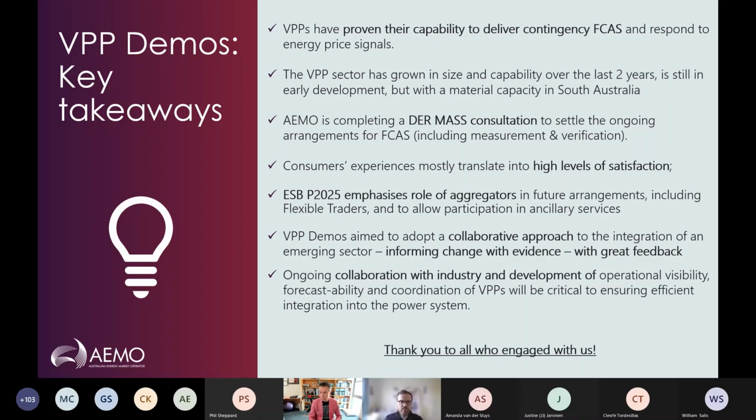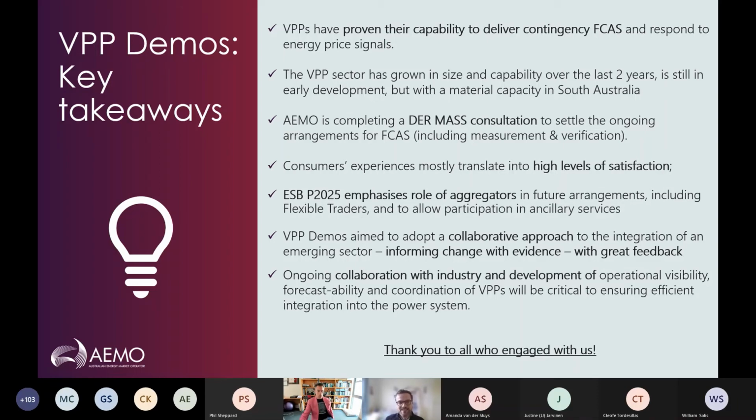The demonstrations really have proven the capability of VPPs to deliver contingency FCAS and to respond to energy price signals, and also to deliver local network services as well. So they've proven a strong capability to deliver a range of services.